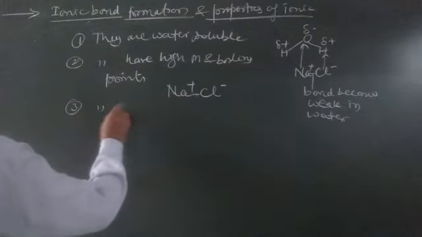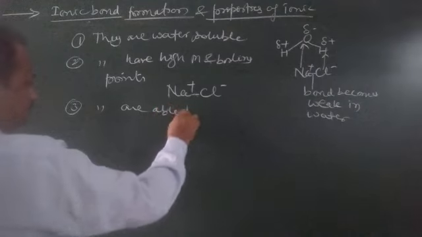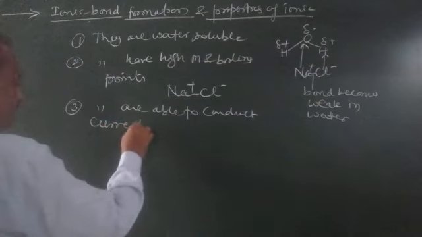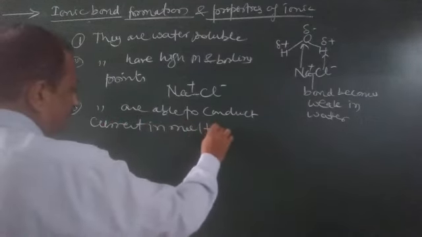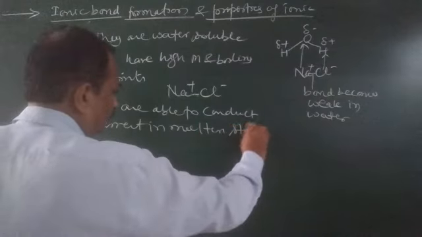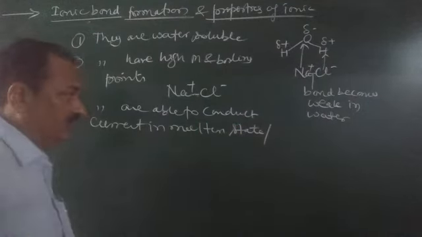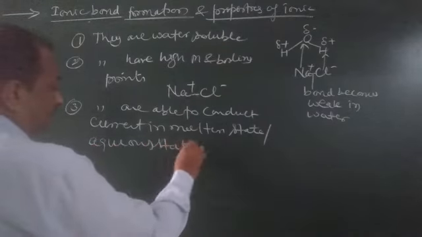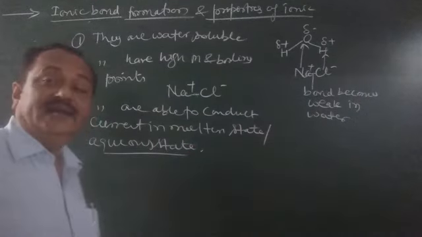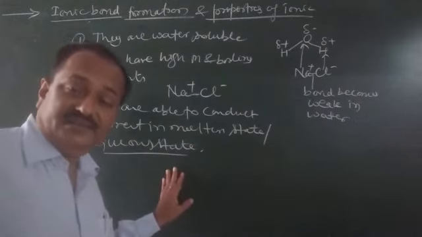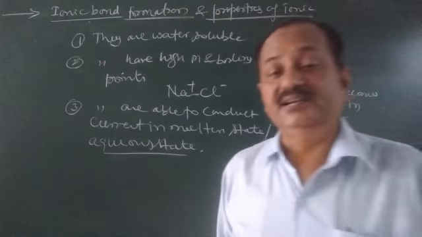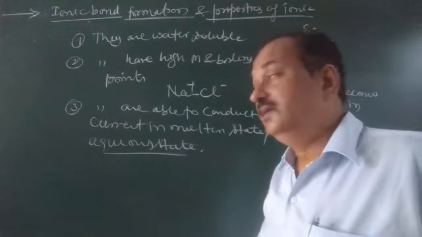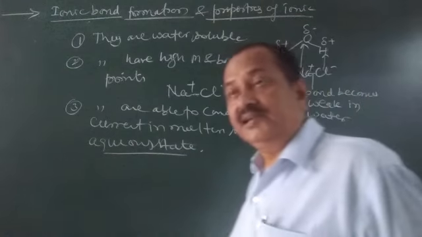Third, they are able to conduct current in the molten state. Molten state means when they are heated to melt. Molten state and aqueous state. Aqueous state means solution. Why? Because in this condition ions are freely available. When any salt is heated or any salt is dissolved in water, the ions are easily available, and as a result, they are able to act as conductors.